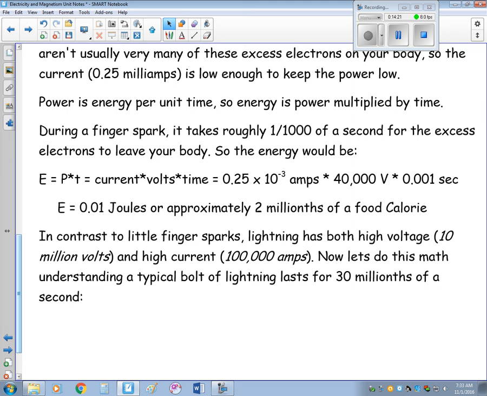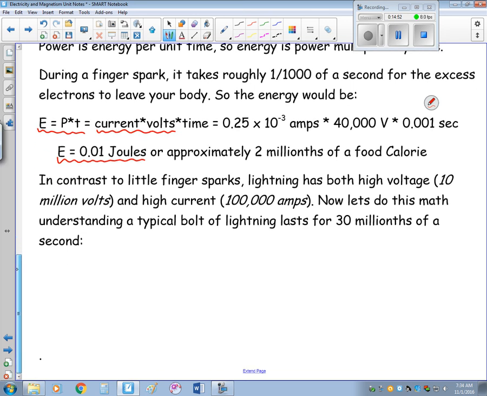So when we do these calculations, energy is power times time, and power is current times volts. We find that the energy during a spark, when you're shocking someone, is right around 0.01 joules, 2 millionth of a food calorie. That's very, very low.